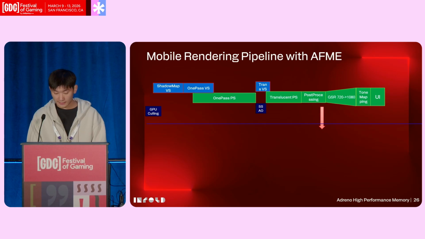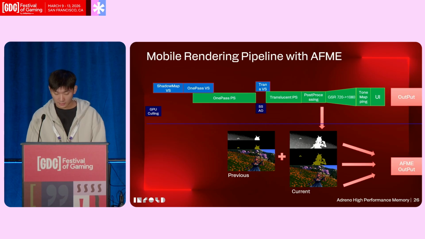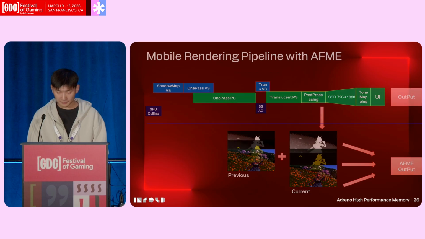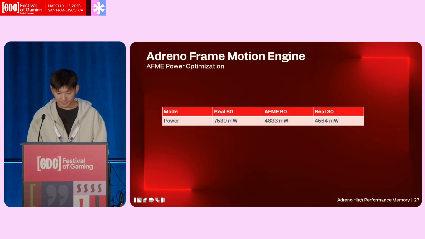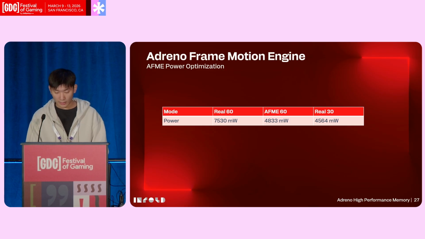When post-processing ends, we send the motion vector, depth, and color data straight to AFME. AFME takes the frame's data, combines it with the last frames, and generates a new frame. That's how we keep performance smooth and cut power use drastically. We tested 3 modes. As you can see, there is a 36% power drop, while still keeping a stable 60 FPS.